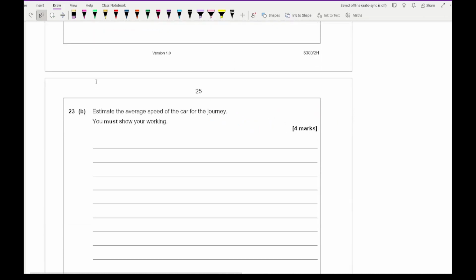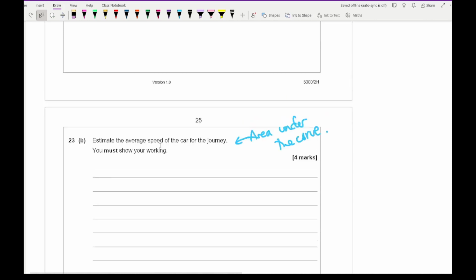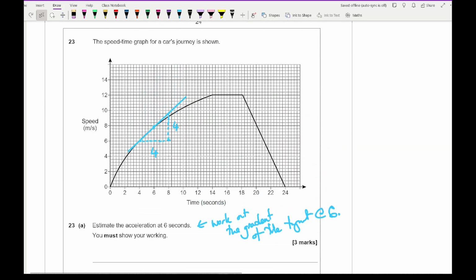Then looking at question 23, it says estimate the average speed of the car of the journey. You must show your working out. So for this, what we need to do is work out the area under the curve. Now there's several ways in which we can do this. So if I just go back to the graph and get rid of all of that to begin with, what I'm going to do is split this graph into 3 sections.